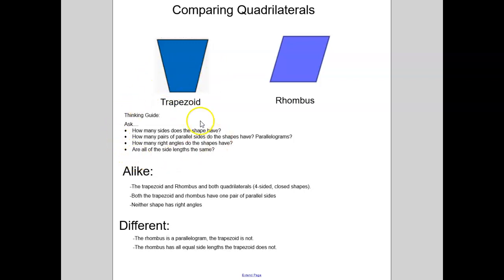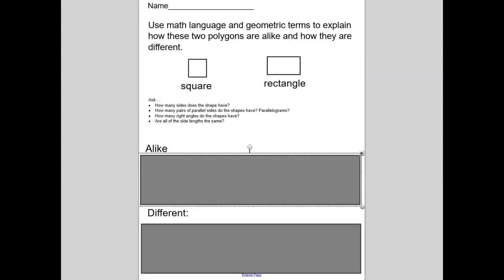Wonderful. So make sure to always look at your thinking guide because that'll help get you started. This is similar to what your assignment looks like today. So let's do one of these together, third graders. Okay, so it says use math language and geometric terms to explain how these two polygons are alike and how they're different. Well, let's think about how these squares and rectangles are alike. Would you please, on your scratch paper, pause the video and write down any ways that you can think of that the square and rectangles are alike, and use your thinking guide to guide your thinking.